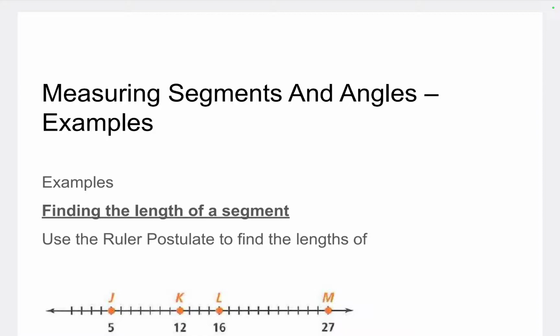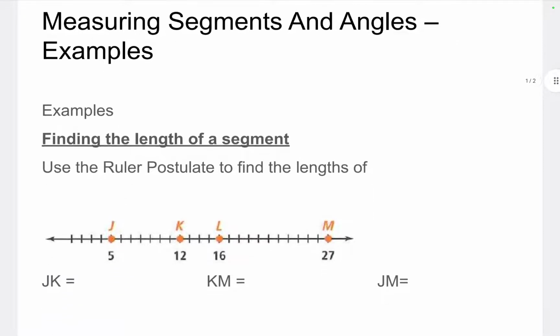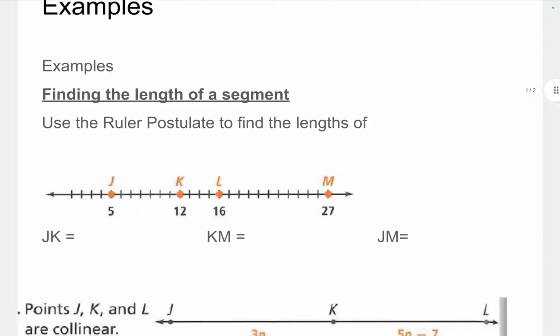In this, we're going to use the ruler postulate, the segment addition postulate, the protractor postulate, and the angle addition postulate to calculate lengths of segments, values of a variable, as well as measures of angles and values of a variable there. So we're first going to start out with finding the length of a segment.